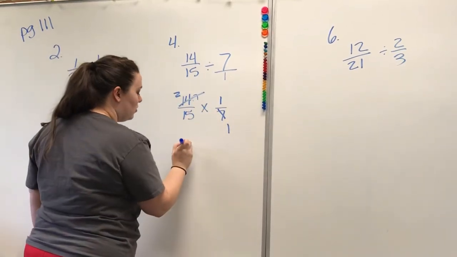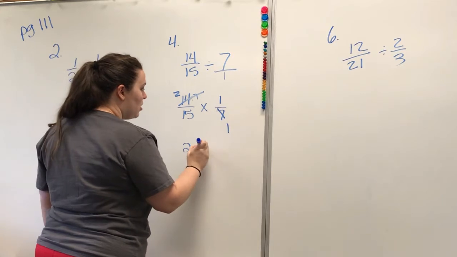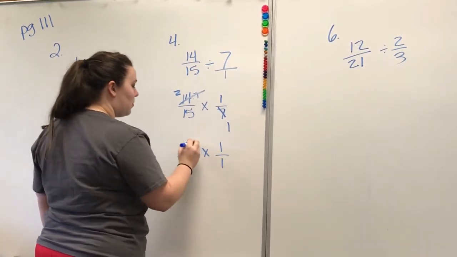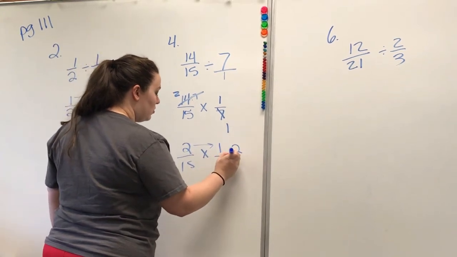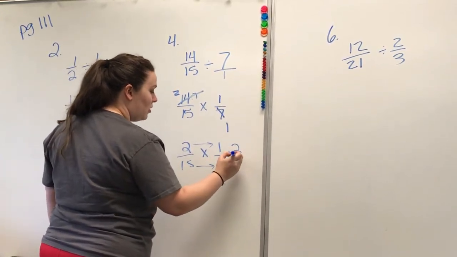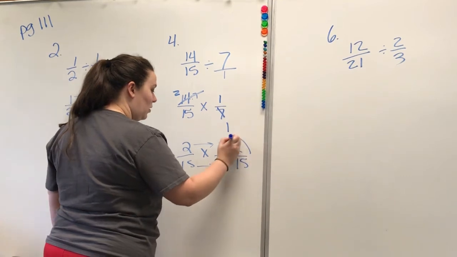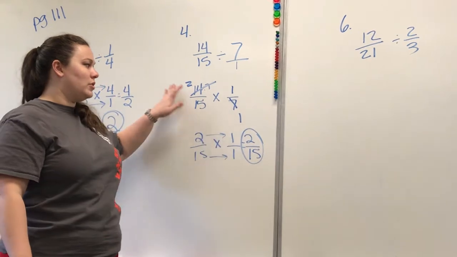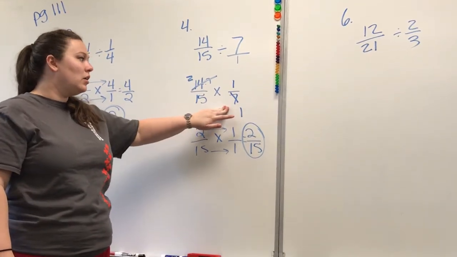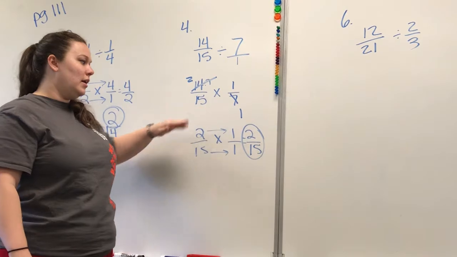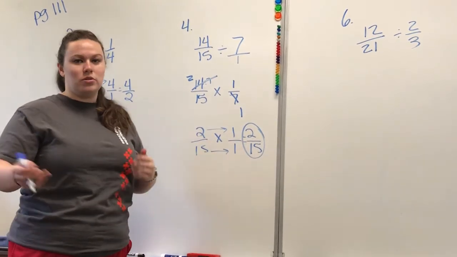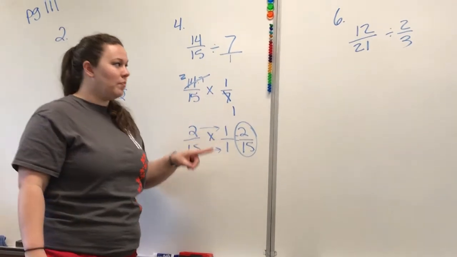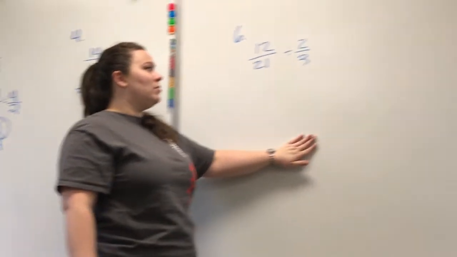So now I'm just going to rewrite it, 2 and 1 and 15 over 1, and then I'm just going to multiply across. 2 and 15. That is in its simplest form. If I wouldn't have crisscrossed at the beginning, before I multiplied it, this number at the end would have been huge, and then I would have just had to reduce, and it was easier to see it right here. Okay? Moving on to number 6.